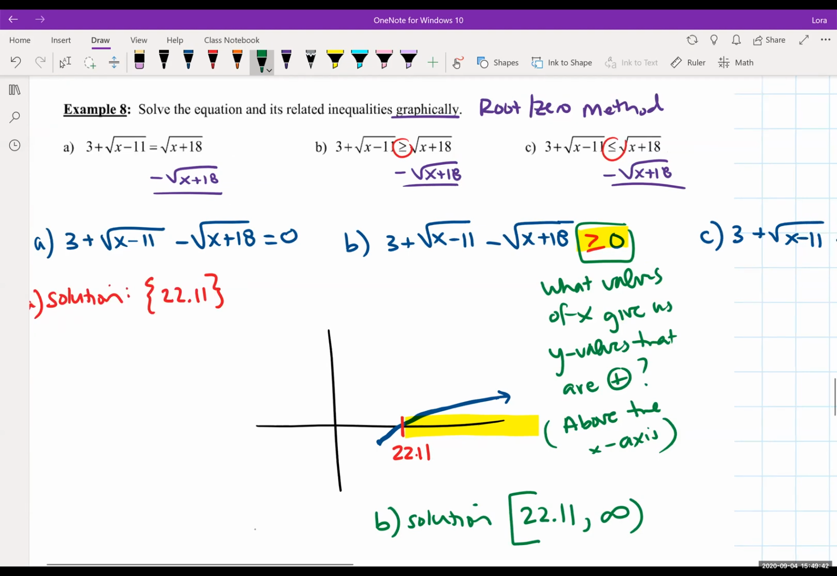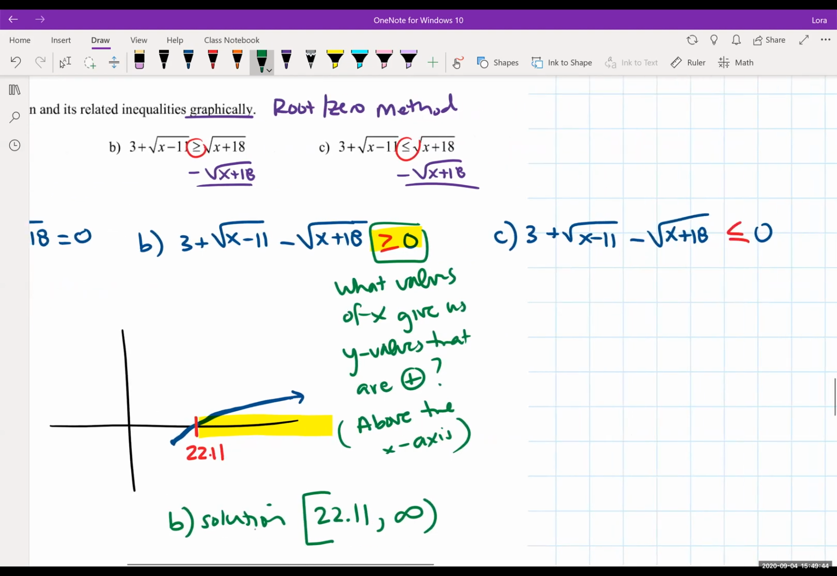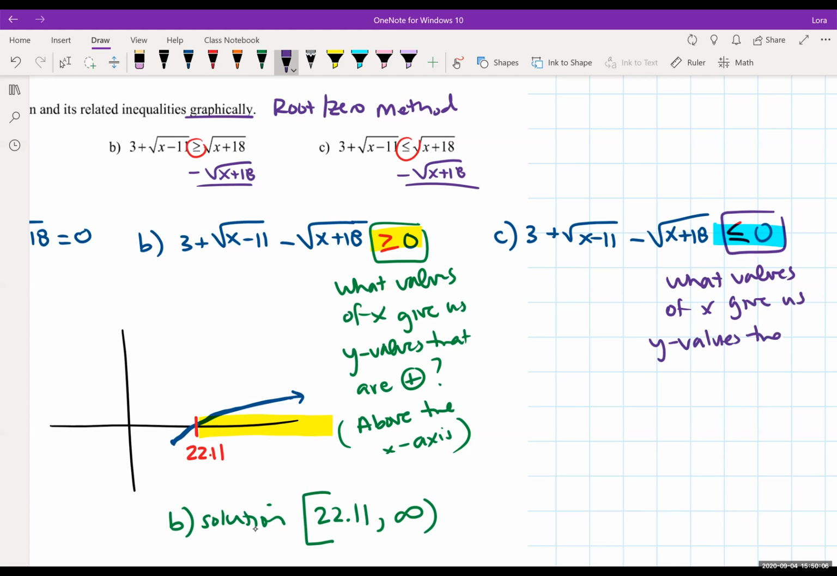So now we just use the same graph to interpret the solution to part C. And just to help you out a little bit more, I always like to rephrase it just in case. Less than or equal to 0. We're asking ourselves, what values of x give us y values that are negative? And that's, again, interpreting that we are below the x-axis.